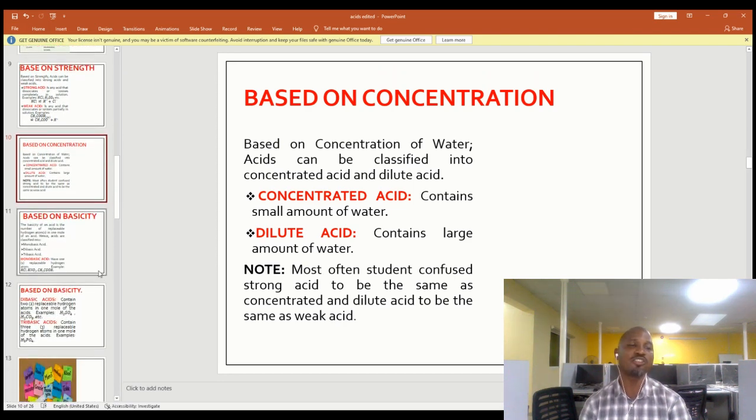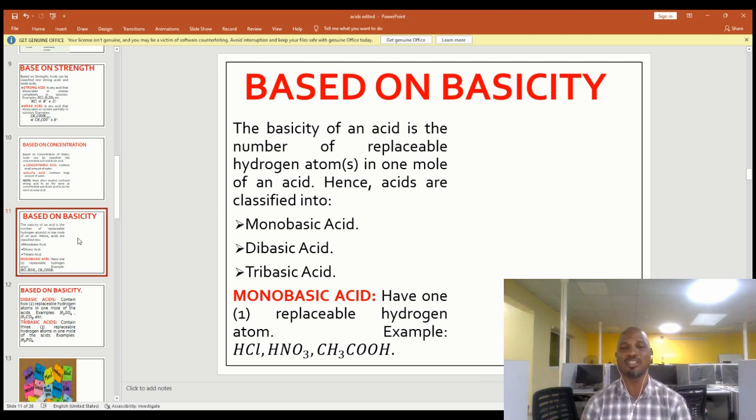Now, the last classification is based on their basicity. What is basicity? The basicity of an acid is the number of replaceable hydrogen atoms or ions in 1 mole of the acid. Hence, acids can be classified into monobasic, that is having 1 replaceable hydrogen atom, in the cases of HCl as example, HNO3 and CH3COOH, that means hydrochloric acid, trioxonitrate 5 acid, and ethanoic acid. They are all examples of monobasic acid.